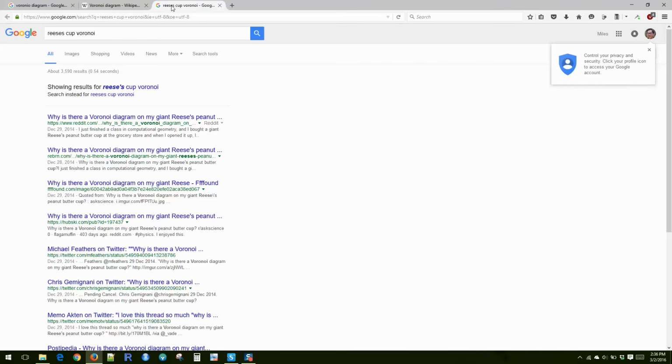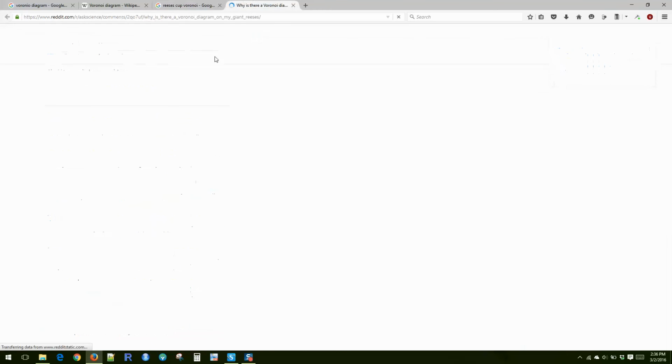Interestingly, oh man, I wonder if I could find this picture. Reese's cup Voronoi. Reese's cup. Oh yeah, look at this. This is what we have here.